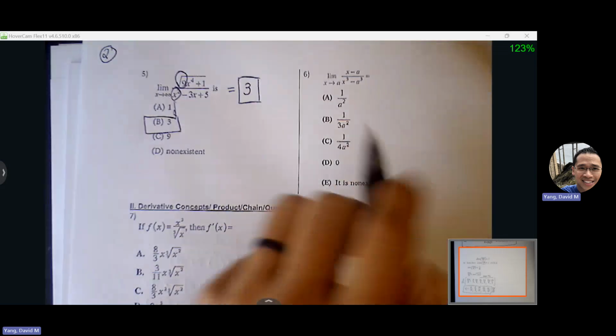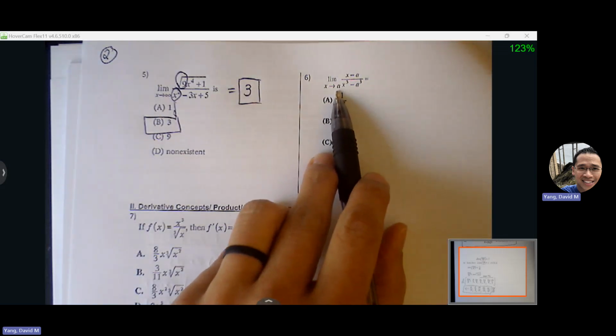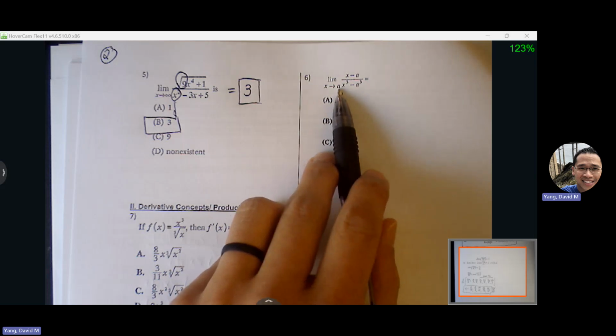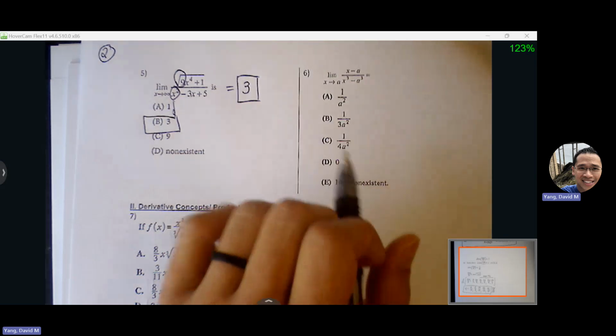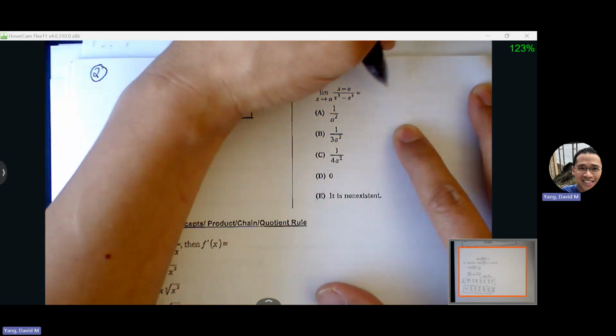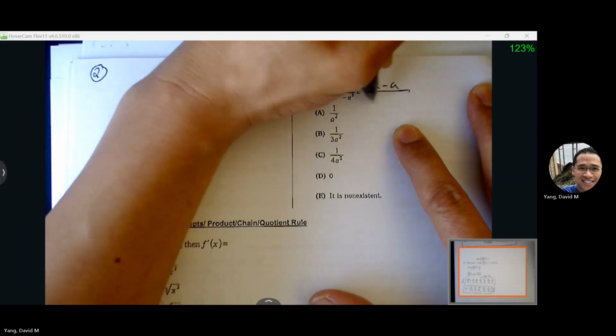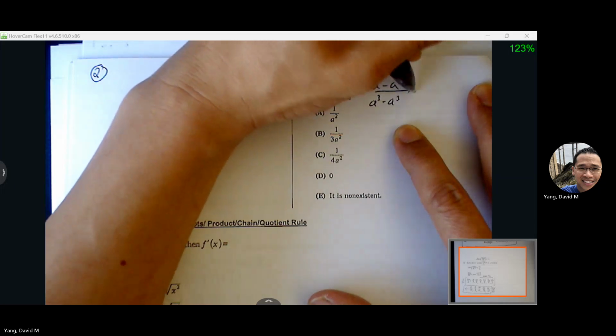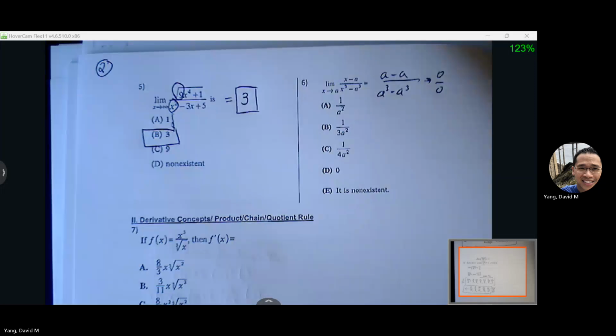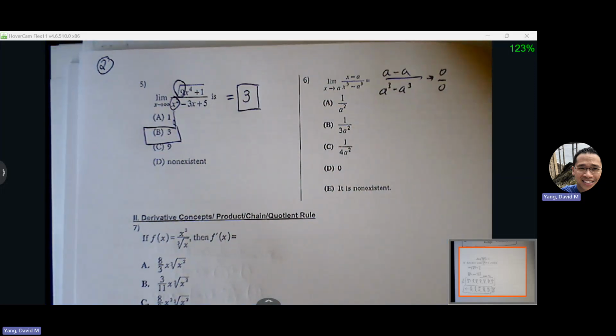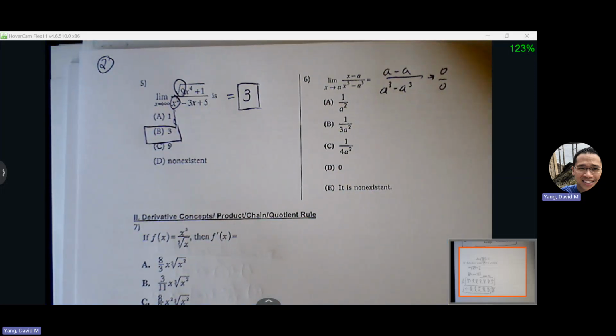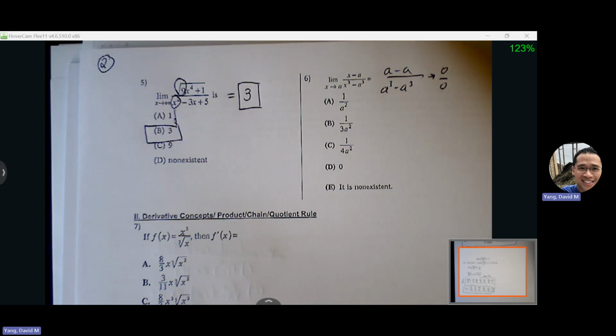Number 6, x approaches a. So think of a as your number. It could be like 3. But a is the value that we're plugging in for all the x's. So replace every x with a. So again, number 6 looks a little bit different, but we're just treating the constant a like it were a number that we're more familiar with.